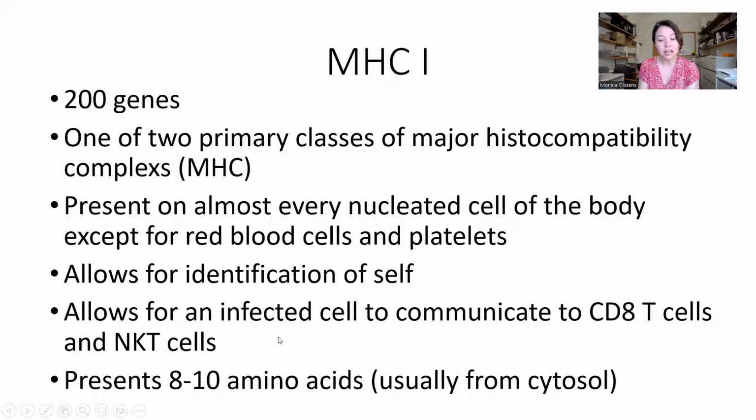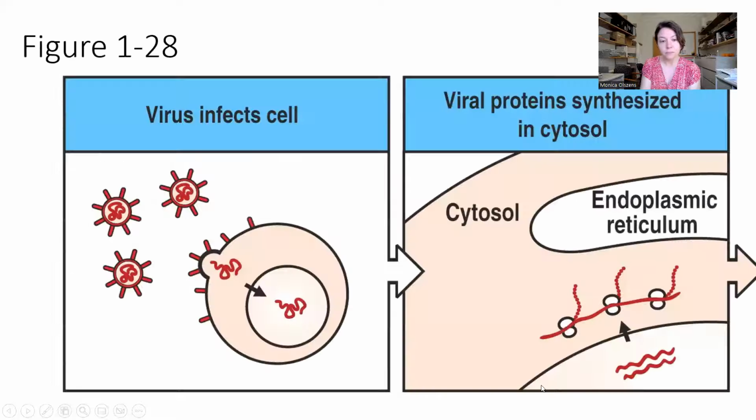Natural killer T cells can come and find it. And this is the smaller one. It presents only 8 to 10 amino acids, and it's usually derived from the cytosol. This is important. I'll tell you why. Because MHC class 2 gets its proteins from a different spot. So cytosol is just like the fluid inside of the cell. Here we go. All right, so here's your virus. It's infected this cell. They're drawing it more like a monocyte, maybe. So the viral proteins are getting made in the cytosol.